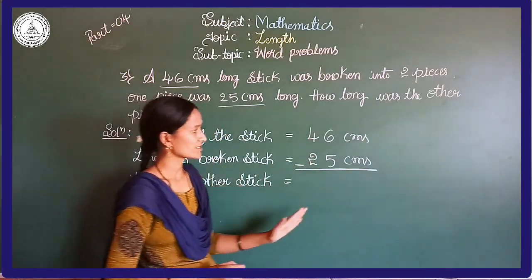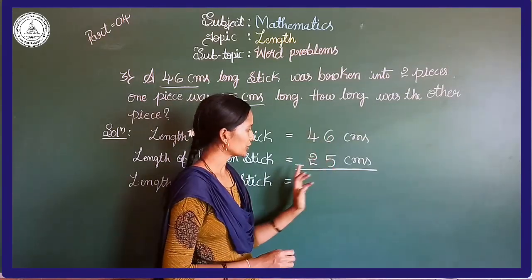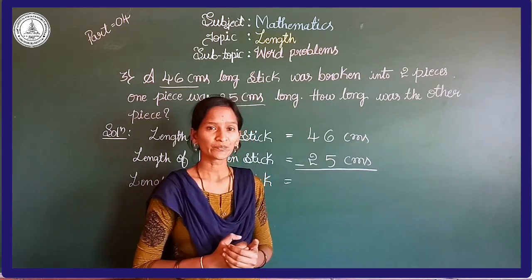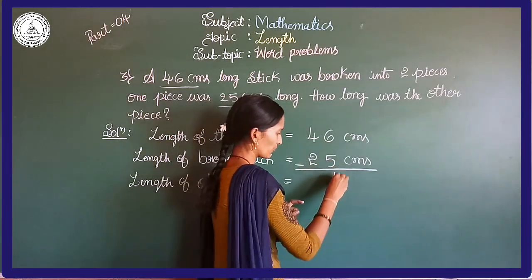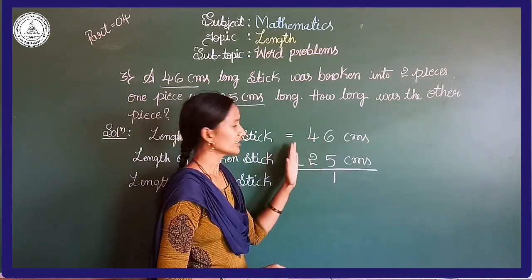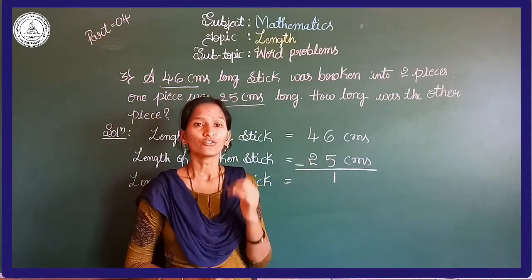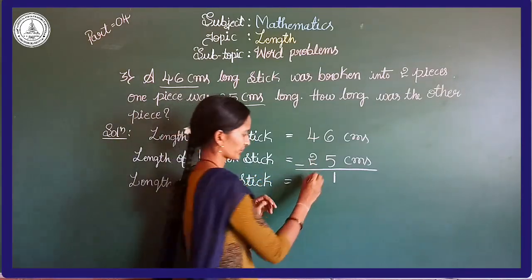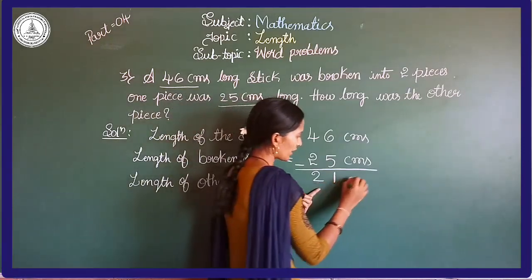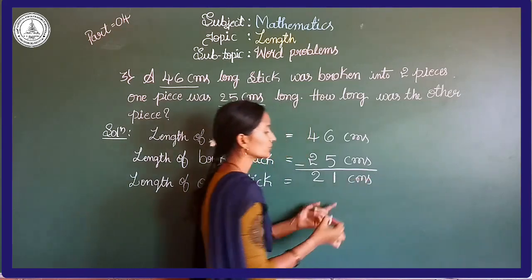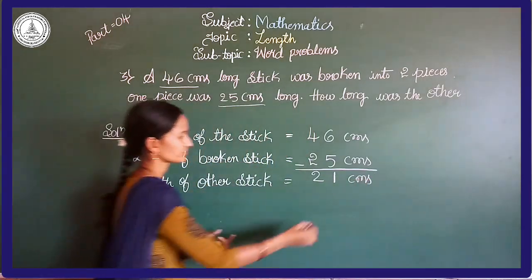Right? So first, I am subtracting the numbers in the ones column. That is 6 minus 5. What is 6 minus 5? Yes, 6 minus 5 is 1. So write down here 1. Next, come to the tens column. So 4 minus 2. What is 4 minus 2? 4 minus 2 is 2. Write down here 2. See here, it is 21 centimeters. So this is the length of the other piece, right?